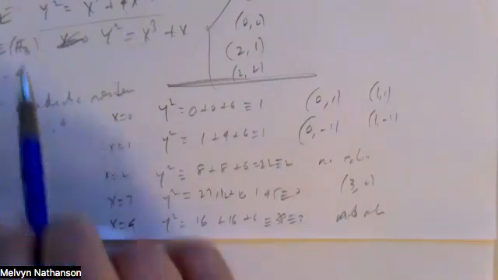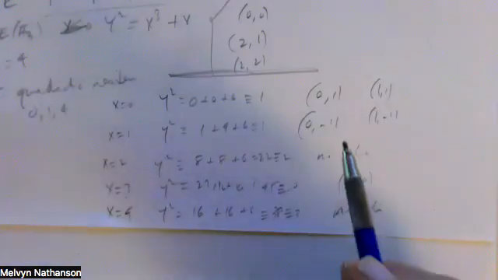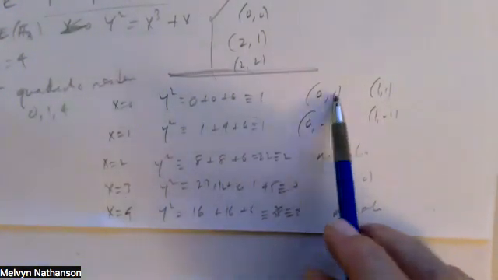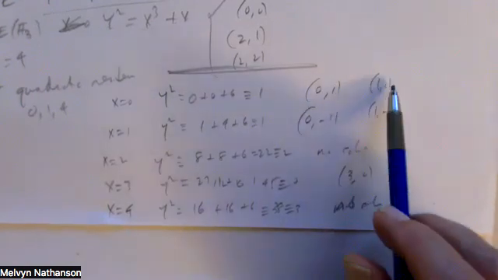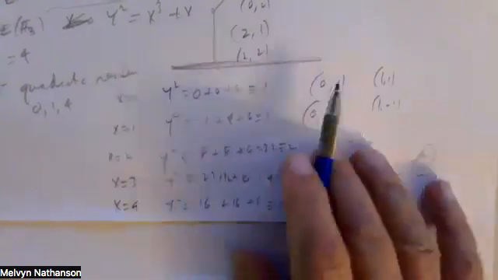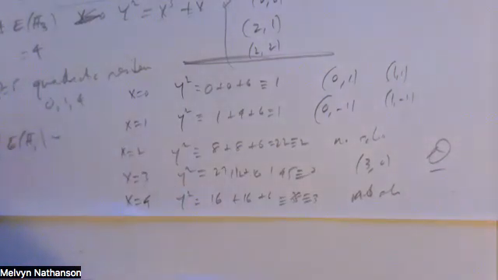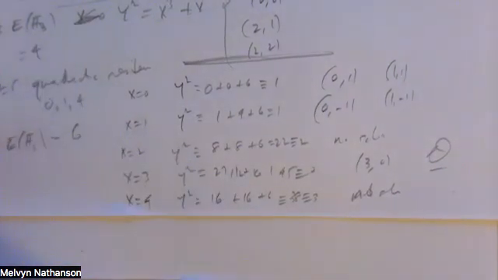So for this equation, y squared equals x cubed plus 4x plus 6, over the field with 5 elements, we have the solutions (0, 1), (0, minus 1), (1, 1), (1, minus 1), (3, 0), and of course also the point at infinity. So the number of points over the field with 5 elements for this equation is 6.